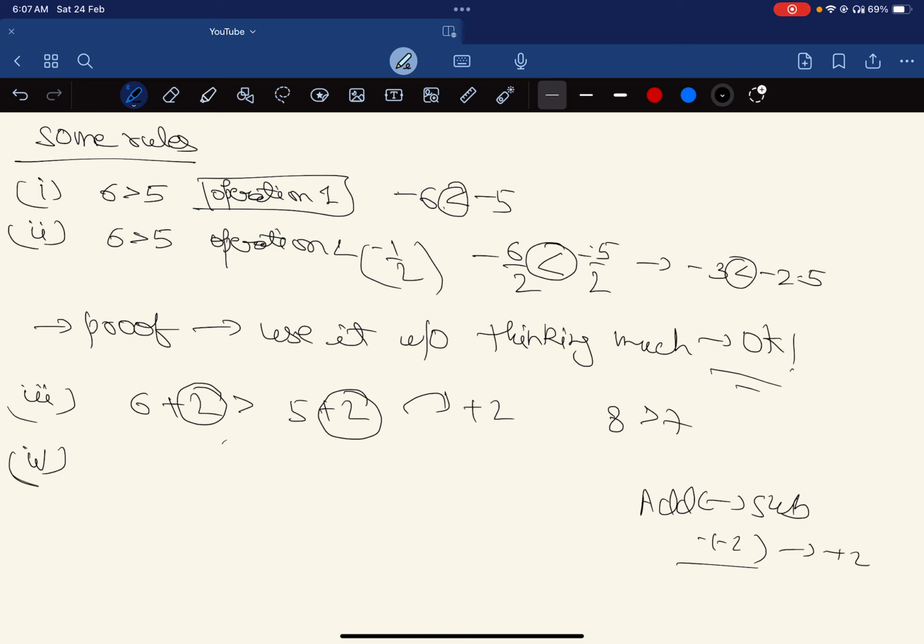Okay, so now when you subtract, let's say we are saying subtract 2. 6 minus 2 is greater than 5 minus 2. There's no change in symbol because the quantity we are decreasing here, we are decreasing here. Then we get 4 greater than 3, which is absolutely correct.